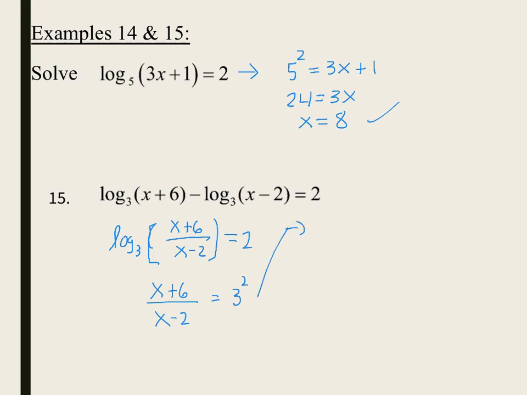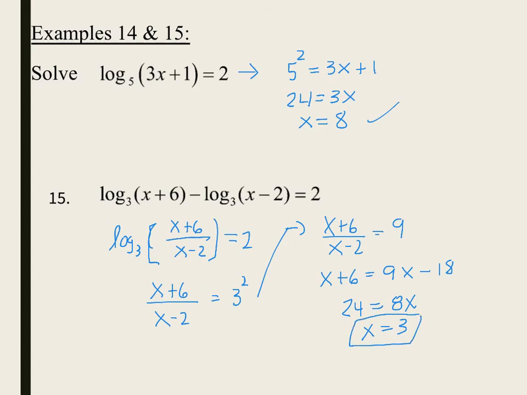So now we have x plus 6 over x minus 2, which equals 9. We can multiply through by x minus 2. We get x plus 6 is equal to 9x minus 18. And now we can solve for x. We can bring this over. This is going to be 24 is equal to 8x, and x is equal to 3. And this will work because we don't have a negative log on either side.